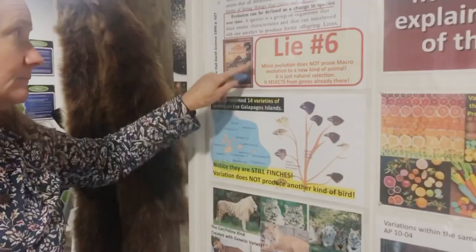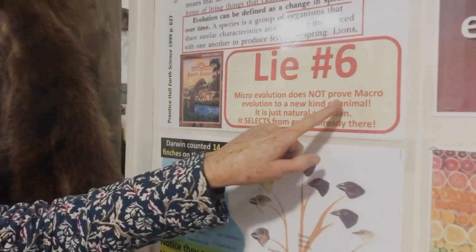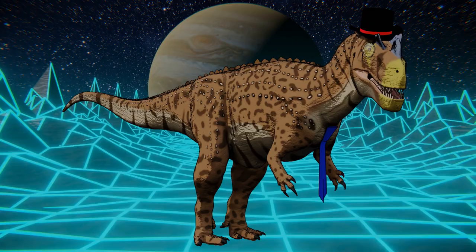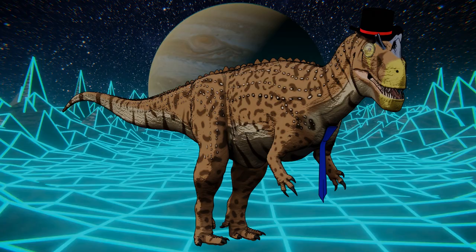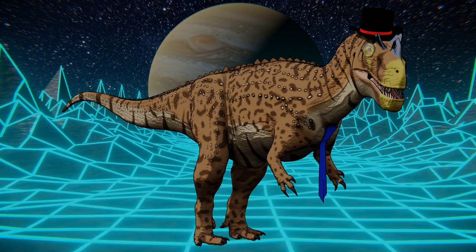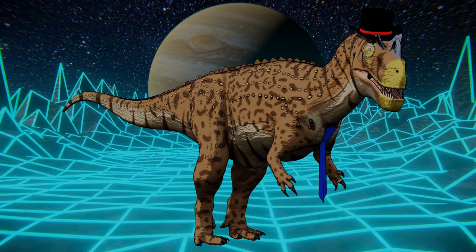Microevolution does not prove macroevolution. Microevolution is just evolution below the species level. So, it is evolution that has not resulted in a new species. Macroevolution is evolution at or above the species level, and is the result of a lot of microevolution. Darwin's finches are in fact an example of macroevolution.